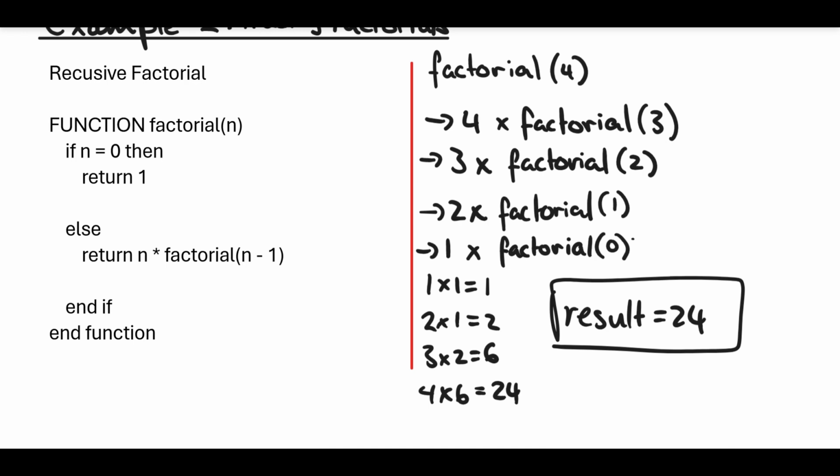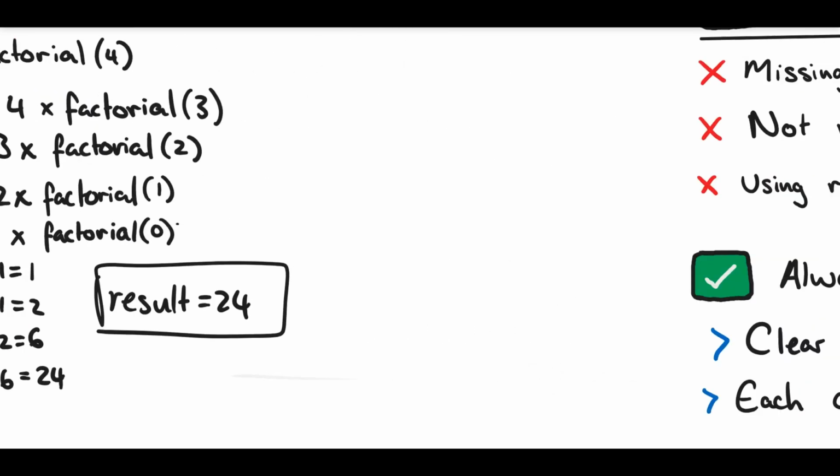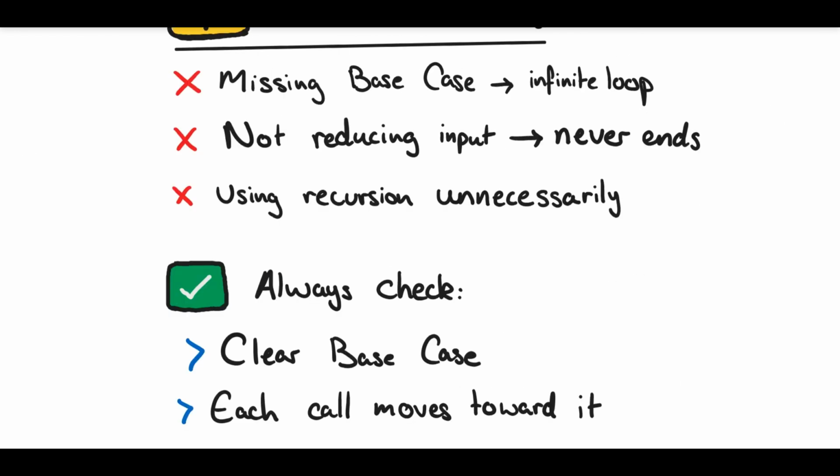Each time we make a function call, that call is paused and added to something called the call stack. It waits for the result of the next one before it can finish. Then the results bubble back up the stack until we get the final answer. This process is like a stack of plates. You can keep putting new ones on top as you go deeper into the recursion, and once you hit the base case, you can start removing them one by one, computing the result as you go, just like we did here. Now, before we finish, we're going to look at some common recursion mistakes.